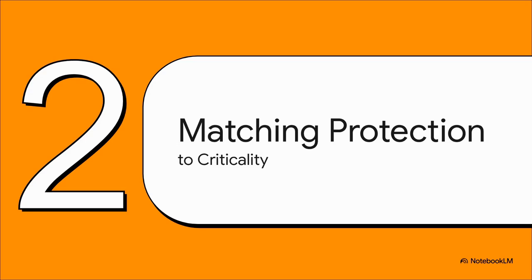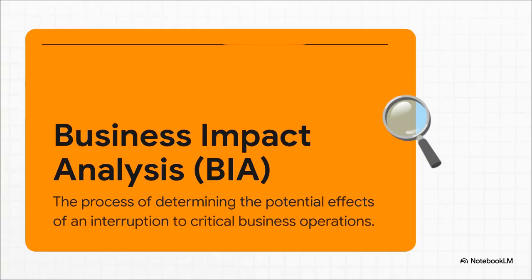So, how do we fix this? Well, the answer isn't just throwing more tech at the problem. It's a whole shift in how we think. It all starts with one simple, super powerful idea: matching your technical protection directly to how critical that service is to the business. And the tool that gets us there is called a business impact analysis, or a BIA.